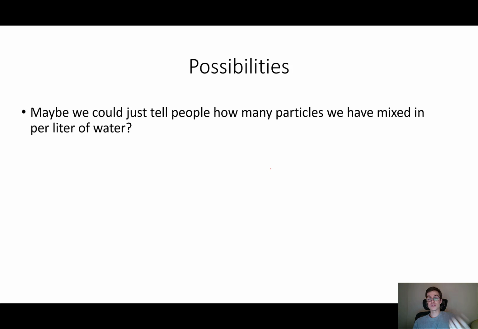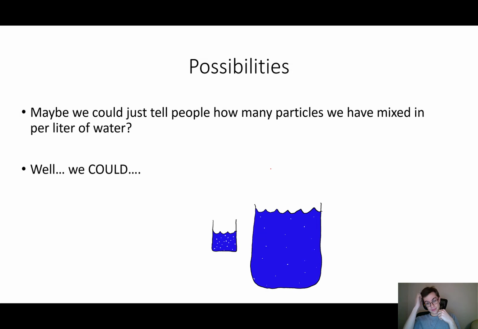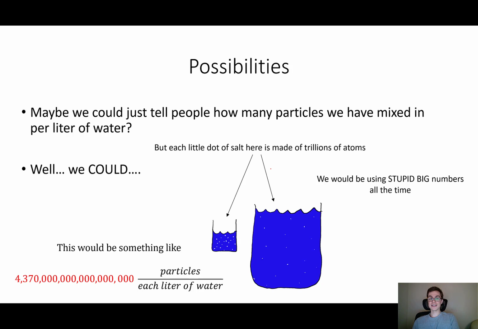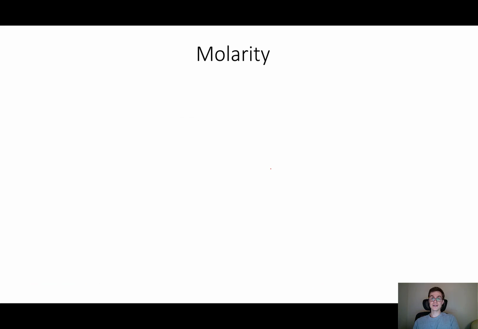Like how many per drop, something like that. And that kind of works. So the thing is, these are going to have different amounts of salt per liter, but every little salt dot is trillions of atoms, because atoms are super tiny. We deal with billions and billions and billions and billions with them all the time. So if we did this, we would be dealing with stupidly big numbers. The numbers would be something like 4.37 quintillion particles per liter of water. And this is not a number that we want to deal with. It's too annoying to write down. I would strain my wrist.